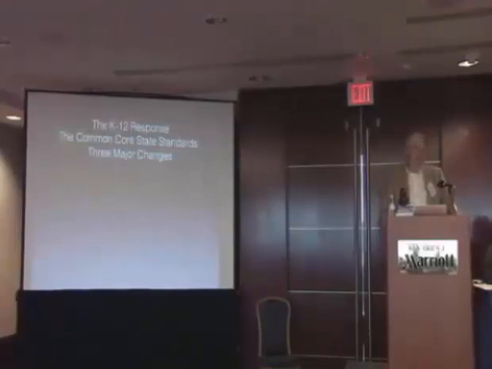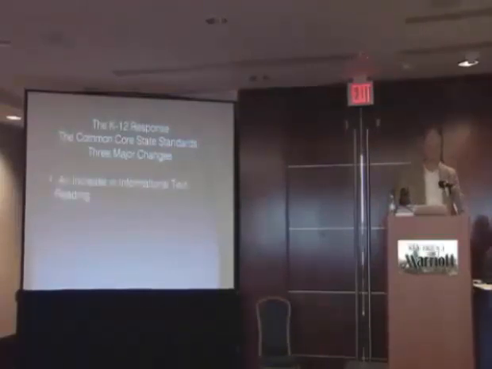Now, let me just give you a quick look at the K-12 response to a number of these issues that we're facing around the world. Common Core State Standards, like it, hate it, whatever it is, it's a pretty profound change. And there are three elements to these changes that are driven by the same data that you're seeing here today. One, there's an increase in informational text reading in the K-12 schools. We are shifting away from narratives to informational text. Why? Because informational texts are what we use to solve problems with in online context.